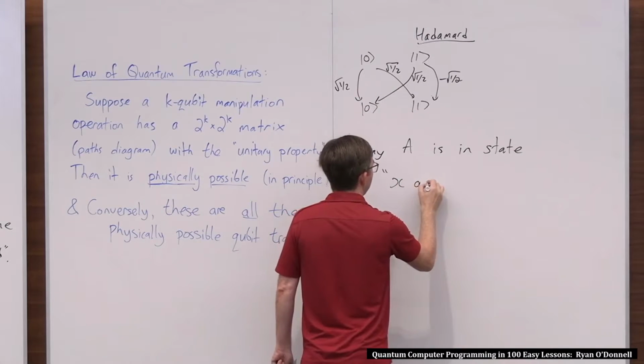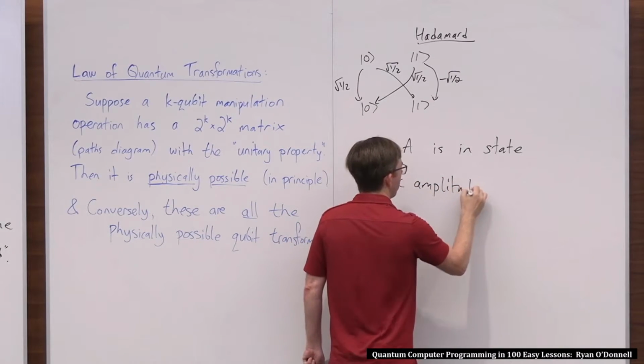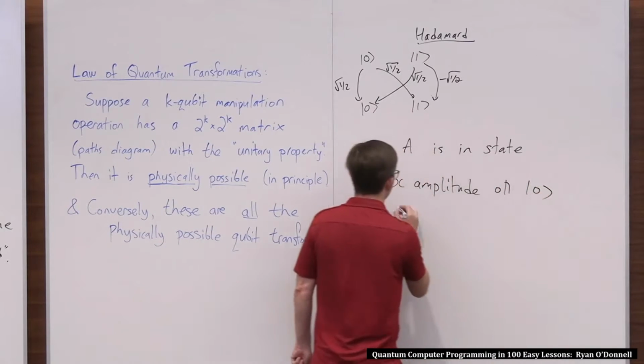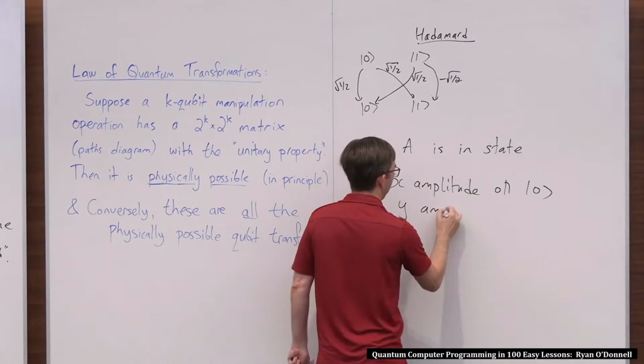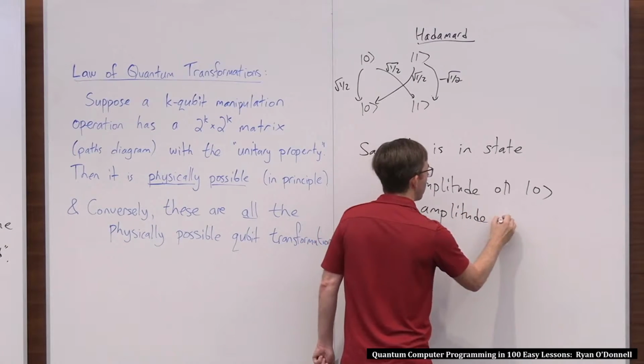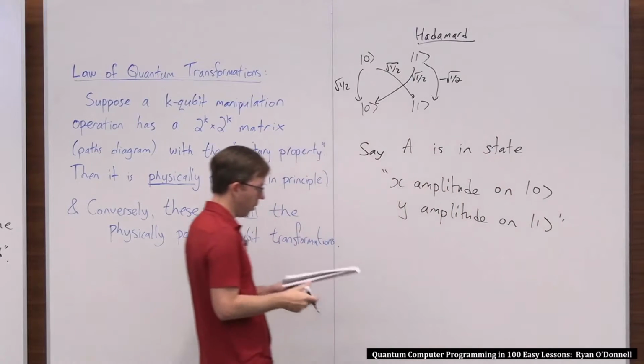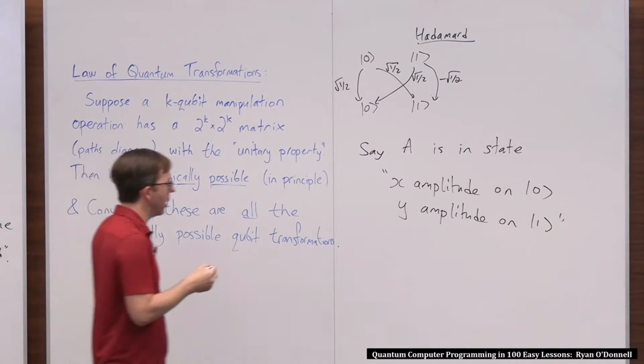X amplitude on basic state 0, and Y amplitude on basic state 1. Okay, and X and Y could be any two numbers whose squares add up to 1. Okay, and then you do Hadamard.